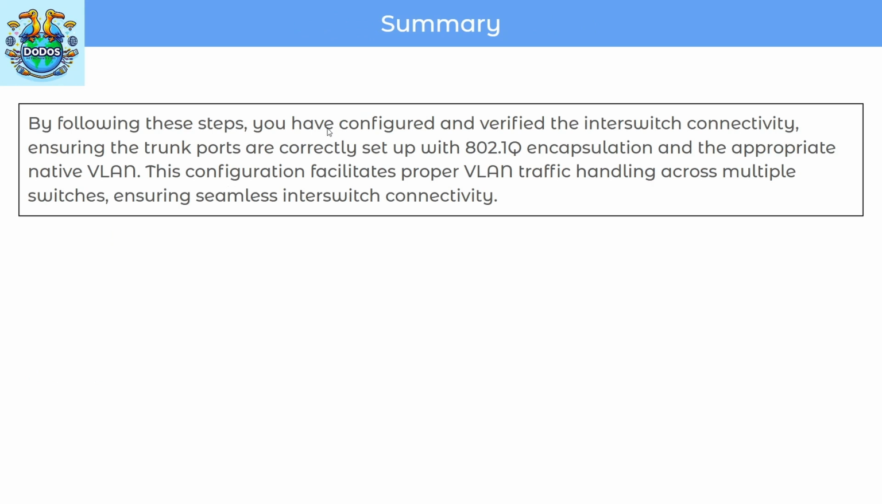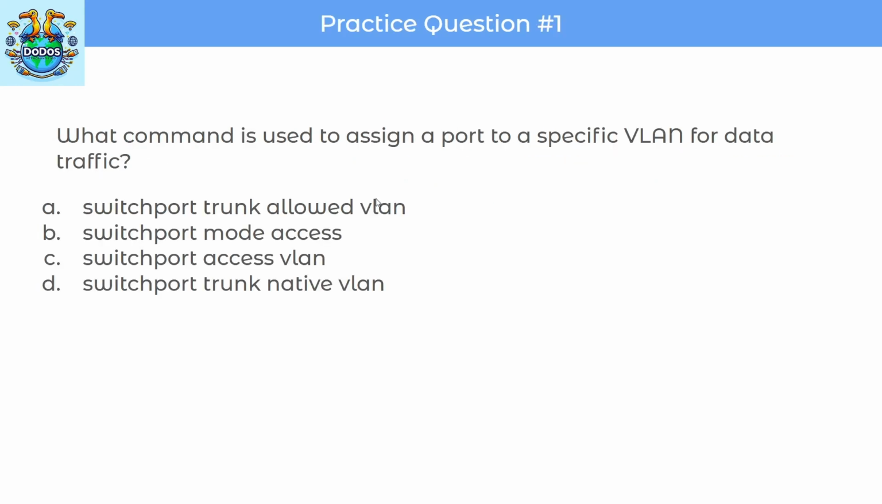So, by following these steps, you have configured and verified the interswitch connectivity, ensuring the trunk ports are correctly set up with 802.1q encapsulation and the appropriate native VLAN. This configuration facilitates proper VLAN traffic handling across multiple switches, ensuring seamless interswitch connectivity.